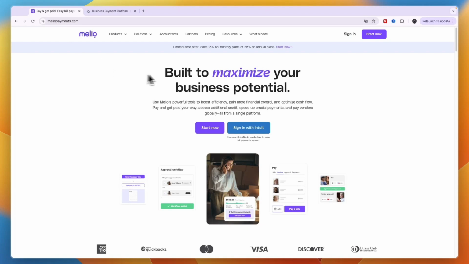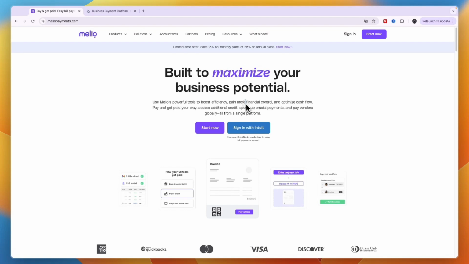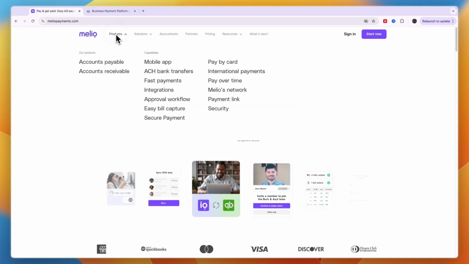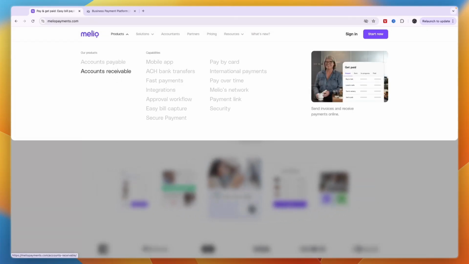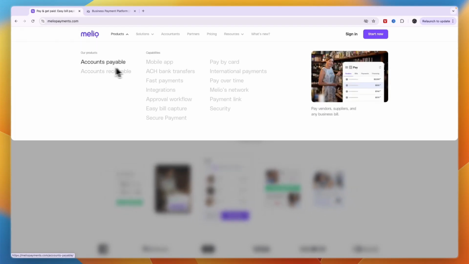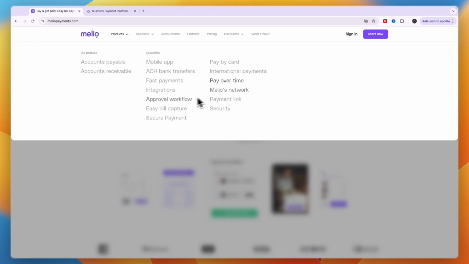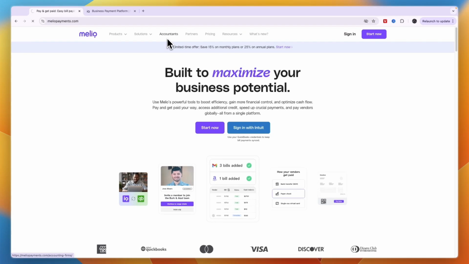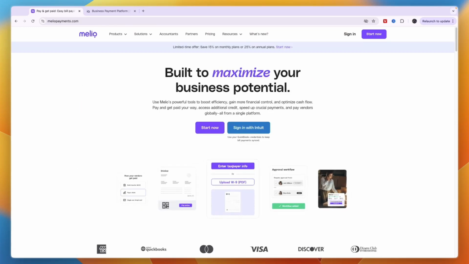Now comparing this to Melio, you can see Melio is built to maximize your business potential, so you can use it to gain more financial control and optimize cash flow. So in terms of what they offer, they have accounts payable and receivable, so they also allow you to both pay and receive money, and their capabilities for both of them are the same. So the mobile app, you can pay by card, you have ACH bank transfer, international payments, and many more, so also an approval workflow. Now they also have a specific section for accountants, so if you have an accounting firm, then you can also use Melio for that. But in this video, I'm going to compare them for individual businesses.